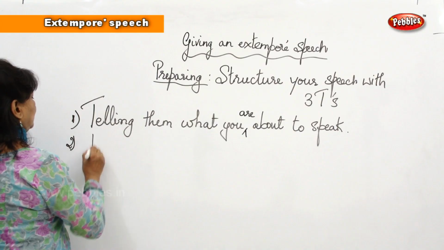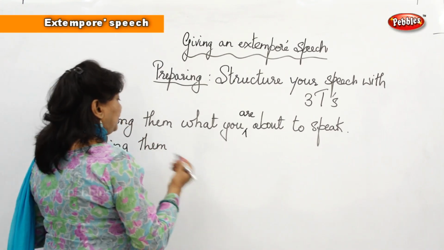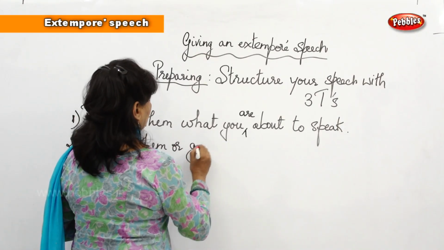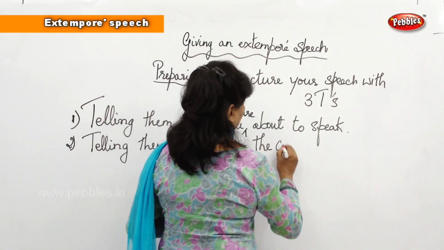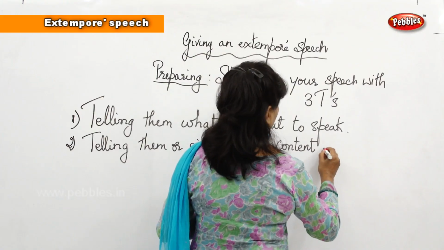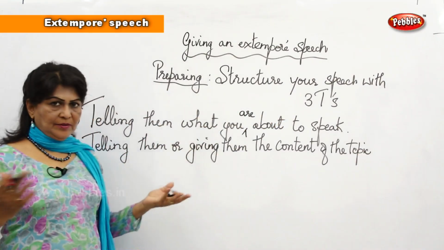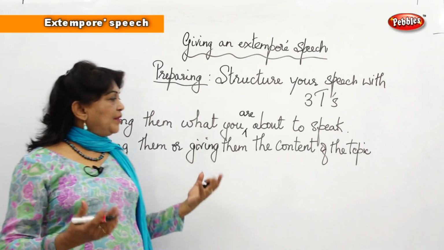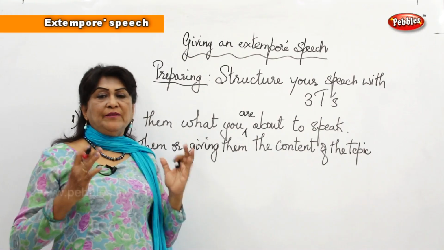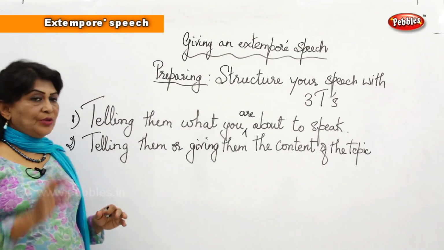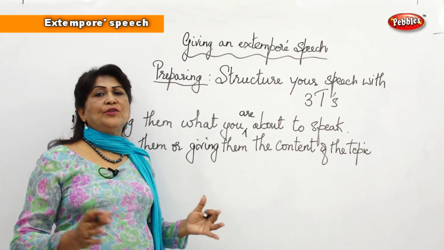Next one. Telling them or giving them the content. Okay, whatever you are going to speak, you first introduce, and next thing is you tell them or you give them the content of the topic, like whatever you have prepared, whatever you want to tell them, you speak it out in a very effective way. Okay. So, first you have to introduce your topic, and you should tell the audience what you are going to speak on. Next, you are giving them the full content of the topic.